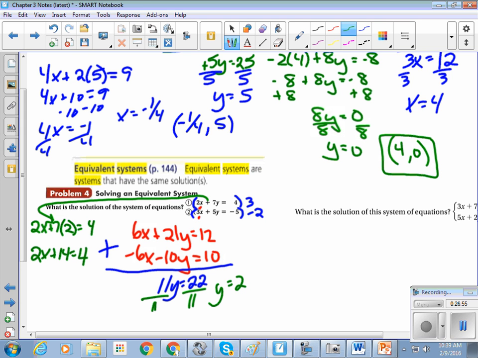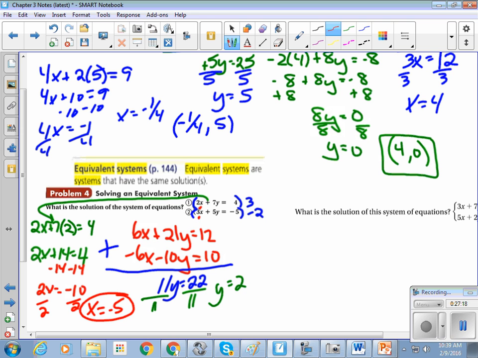X plus 14 equals 4. I'm going to subtract 14 from both sides. X equals negative 10. Divide both sides by 2. And x is equal to negative 5.